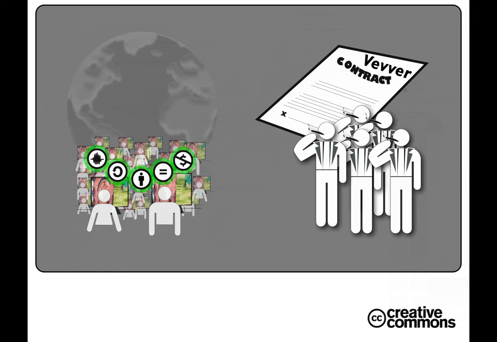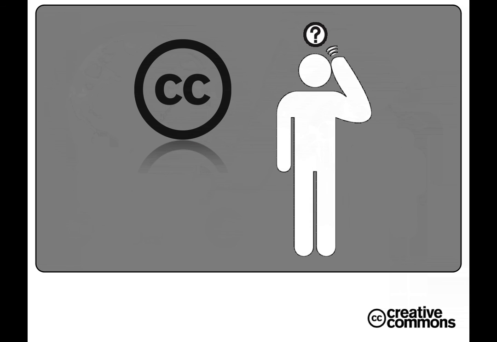So what your exciting new commercial deal with Vever means is that you're saying to the world through your copyright, don't do any of these things, copy, distribute, etc., without my permission. And you're saying to everyone affiliated with Vever, please copy, distribute, etc., as long as I get paid according to my deal with Vever. Okay, so how does Creative Commons change this?